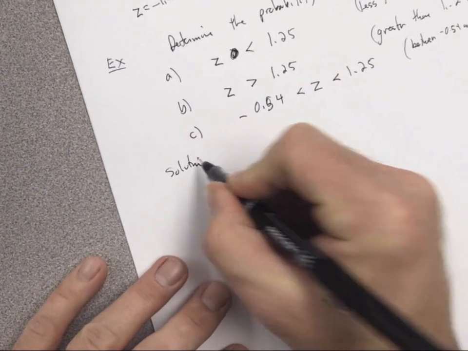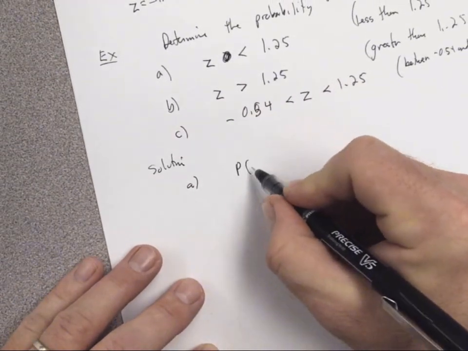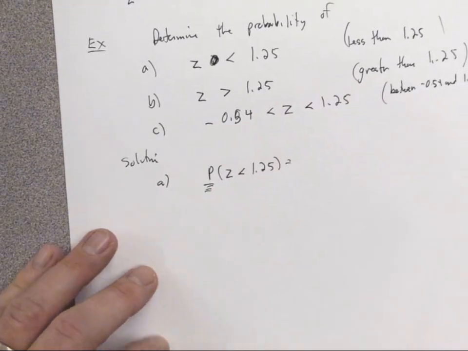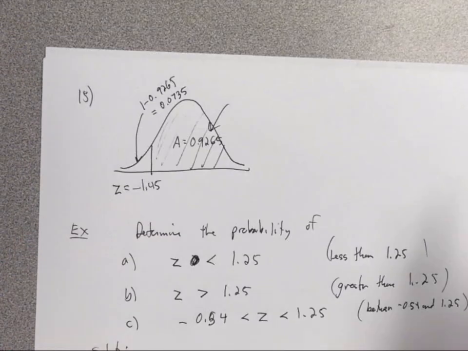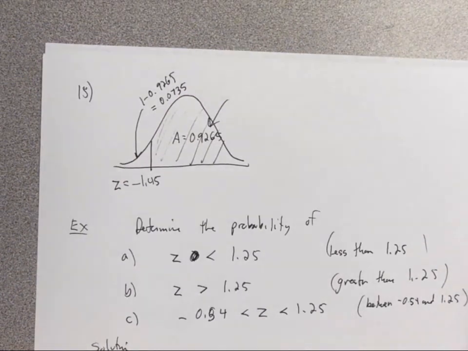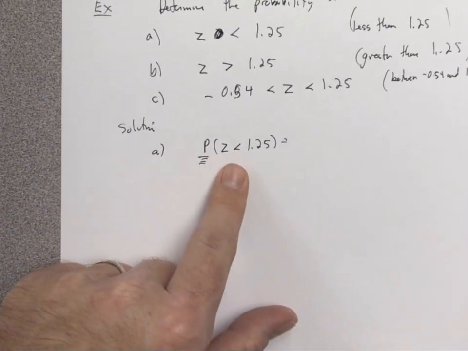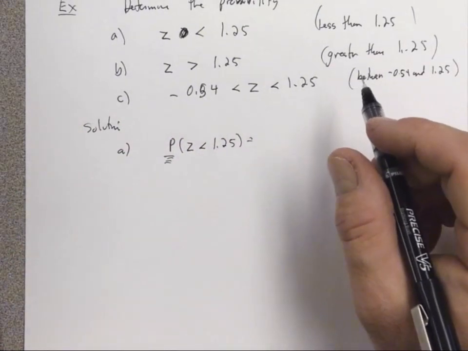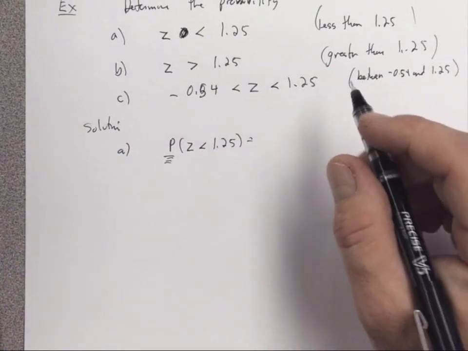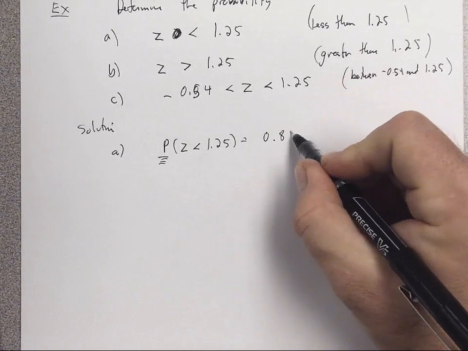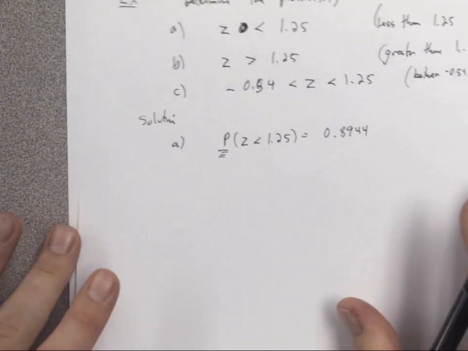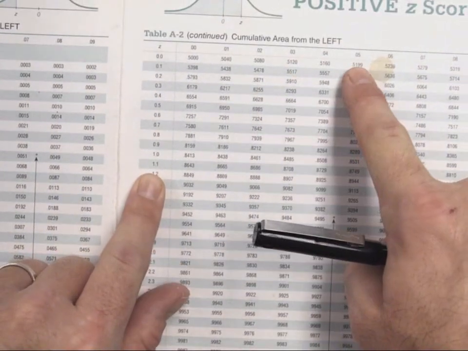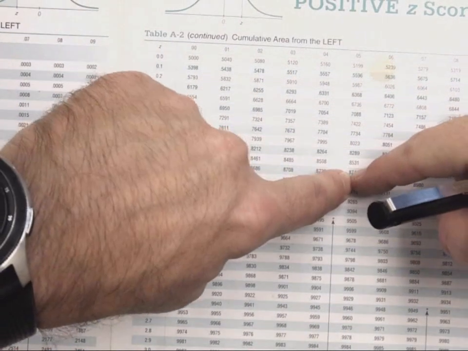Solution. So A, the probability that z is less than 1.25. When I put probability in here, what I'm actually asking for is areas. So the probability of z being less than 1.25, represented by the area, is going to be equal to 0.8944. Again, you go down to 1.2, go across to 0.05, and then you connect these just like this.